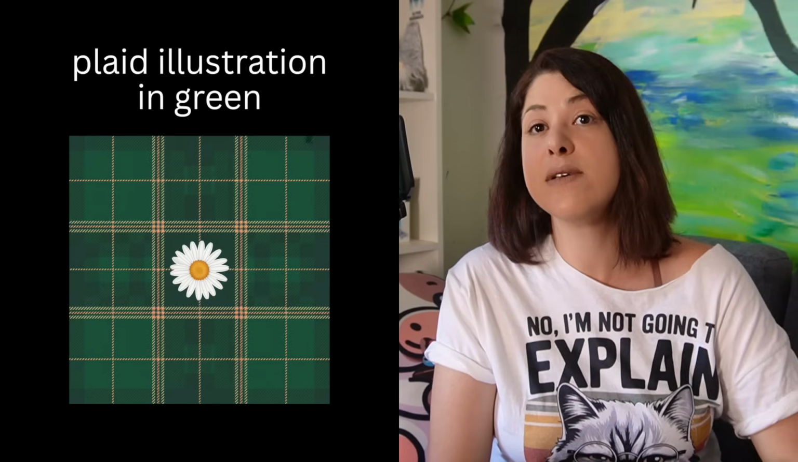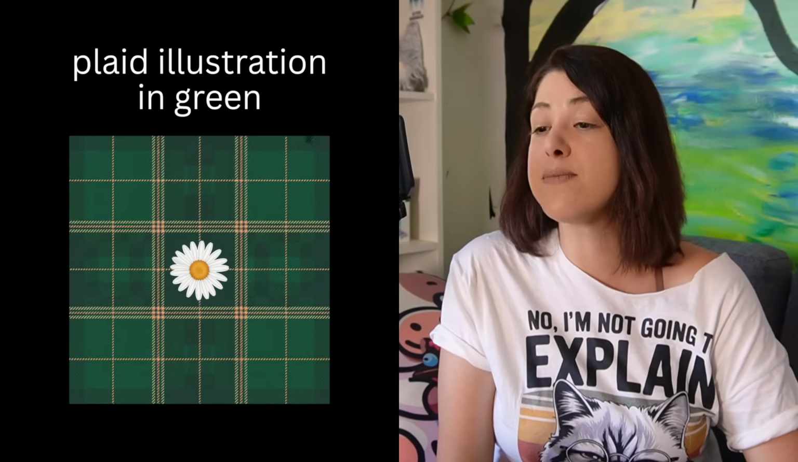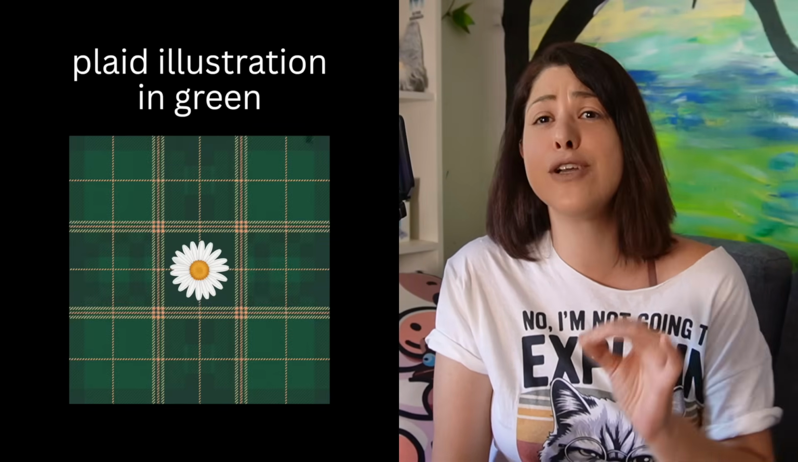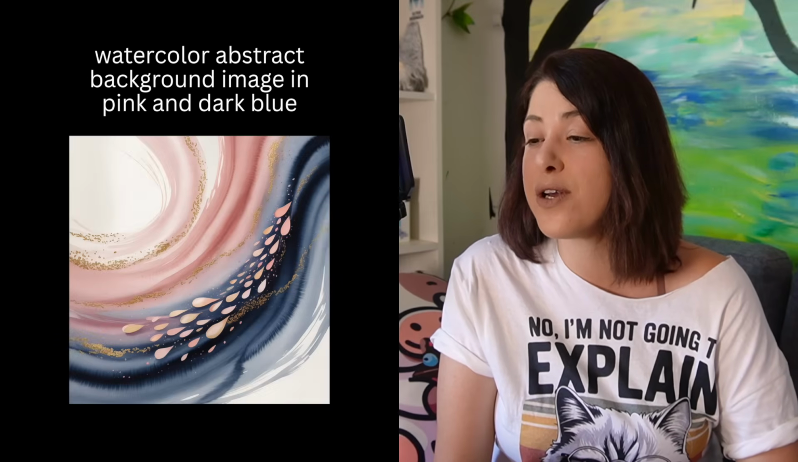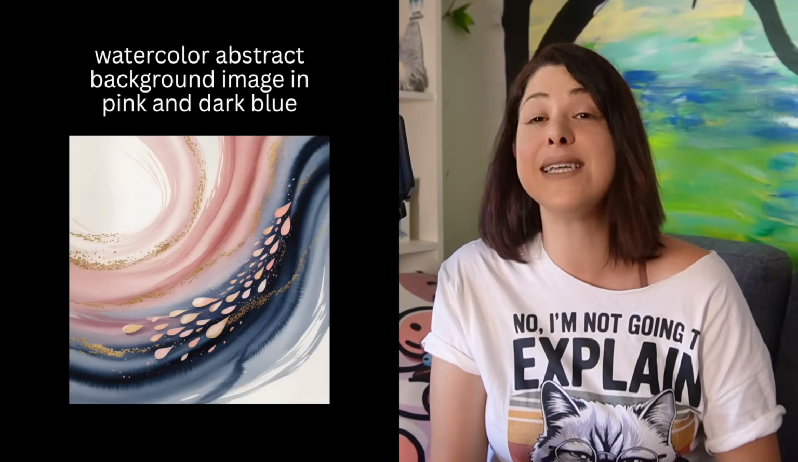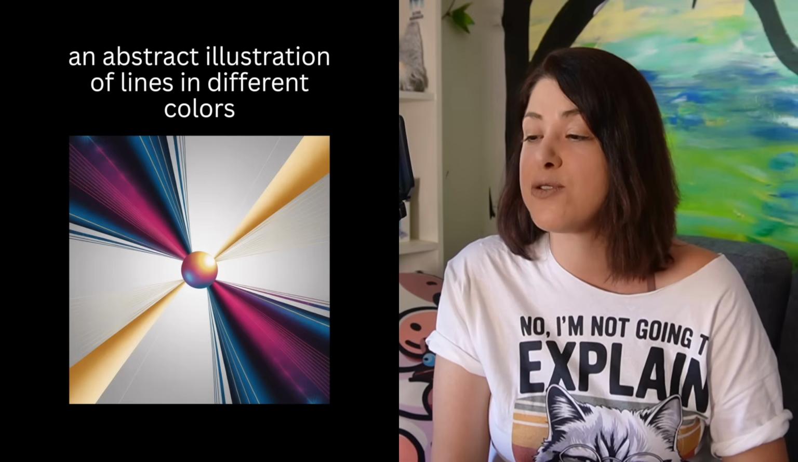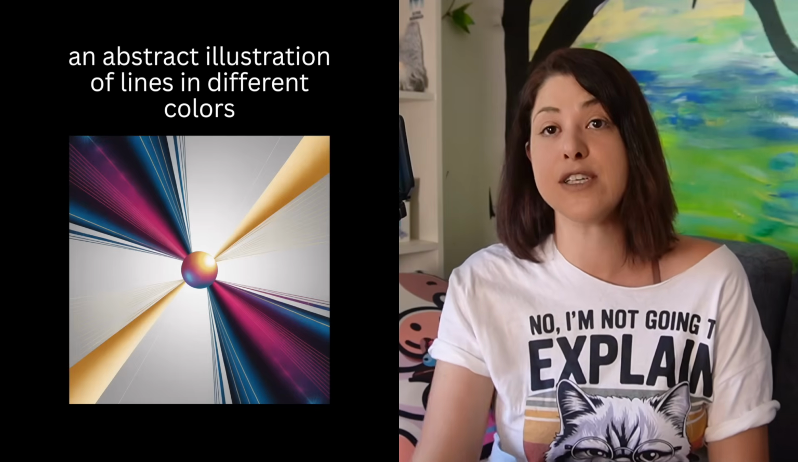So what images can we use for Repper? For example, this image that I created with Ideogram, by simply prompting plaid illustration in green. The flower was a nice addition. I also created this image, watercolor abstract background image in pink and dark blue, and this image, an abstract illustration of lines in different colors.